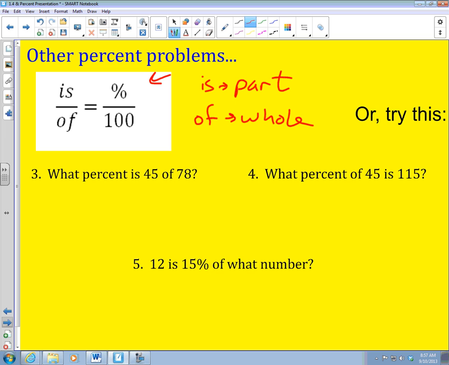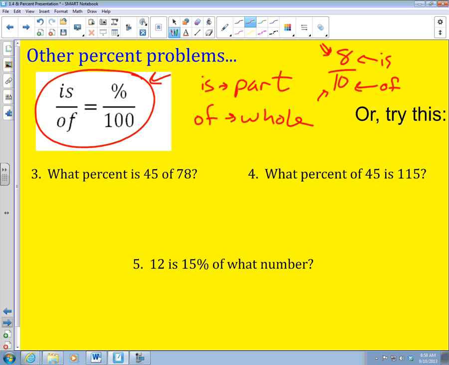So like I talked about before, 8 over 10. Let's say I got 8 out of 10 on a quiz. 8 is the part, 10 the whole. There's 10 whole problems. And the part that I got right, I got 8 of them right. So this is like my is, and this is like my of. So this is how we're going to set some problems up in order to solve them.